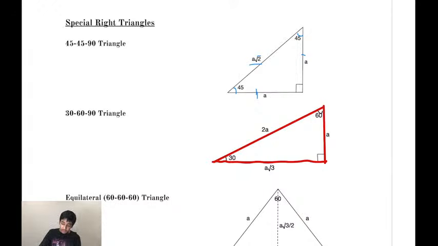And a lot of people have trouble remembering which side length is going to be a, or which side length is going to be a root 3. The idea here is that the smaller angles, 30-degree angles, always correspond to the smaller side. So the opposite of the 30-degree angle will be the smallest side, the opposite of the 60-degree angle will be the second longest side, and the opposite of the 90-degree angle will be the longest side.